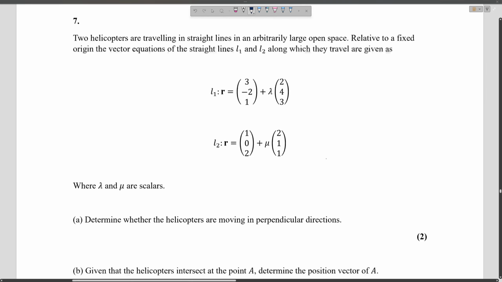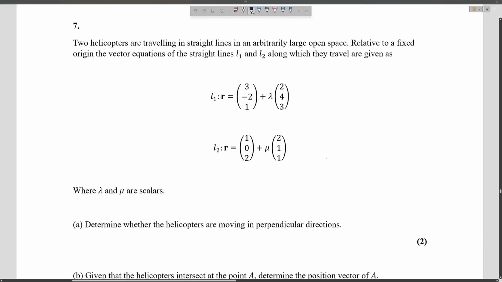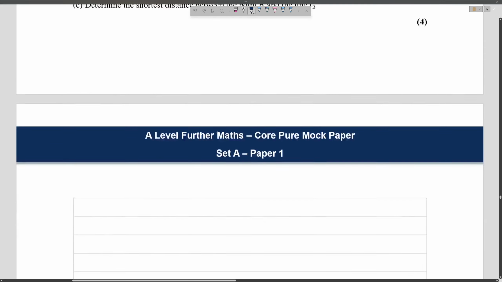To ascertain whether the helicopters are moving in perpendicular directions, what we need to consider is the dot product of the 2 direction vectors. If we find that the dot product is equal to 0, then they are moving in perpendicular directions. And if we find that the dot product is not equal to 0, then that tells us they are not moving in perpendicular directions. So nice and straightforward for part A.